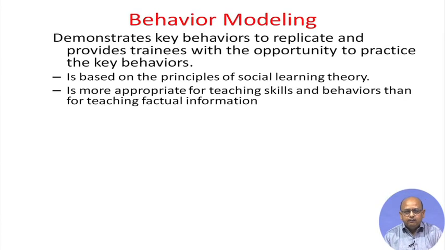Then coming to another important method, that is behavioral modeling. Behavioral modeling actually has come from social learning theories, that is, how we learn by observing the behavior of other persons. So, the other person becomes a role model, and then we try to enact what the person has been doing. We basically try to replicate the behavior of the models, and then we try to act upon that, right.